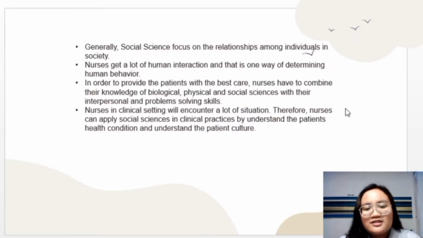Generally, social science focuses on the relationships among individuals in society. In order to provide the patient with the best care, nurses have to combine their knowledge of biological, physical and social science with their interpersonal and problem-solving skills. Therefore, nurses can apply social science in clinical practice by understanding the patient's health conditions and understanding the patient's culture.